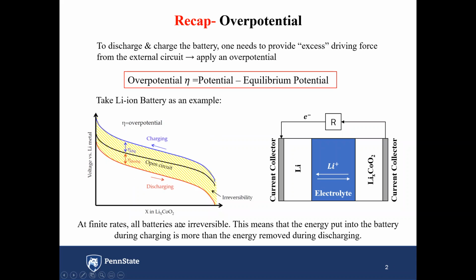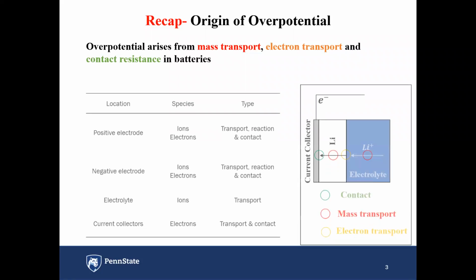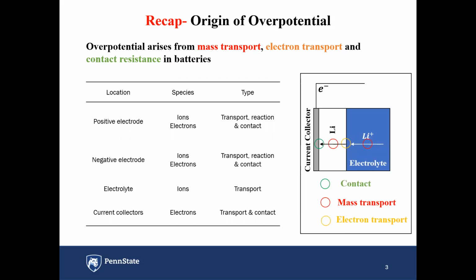And why the overpotential is important, we have discussed many times, right? It will greatly influence energy efficiency, because if the forward and backward charging and discharging curves are not repeatable, not reversible, then we cannot get all of the energy we put in the battery back. The origin of the overpotential mainly arises from three sources: mass transport, electron transport, and contact resistance in batteries, right? And we have already discussed where they come from inside the electrode.